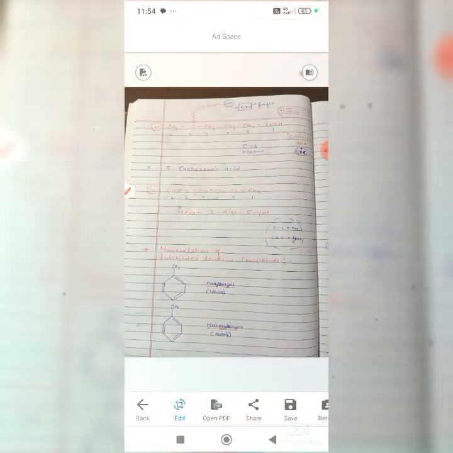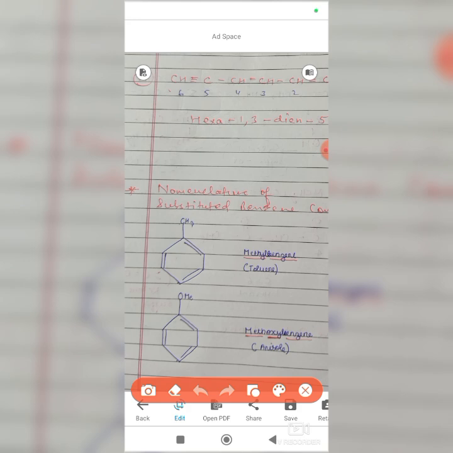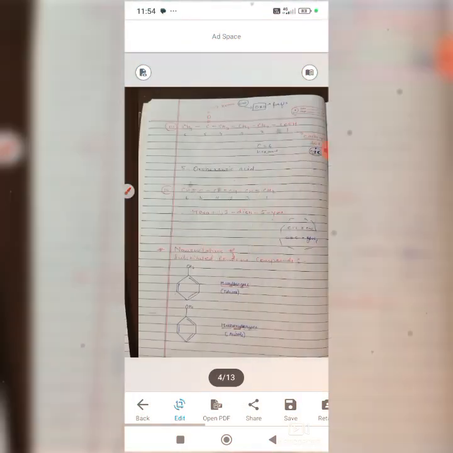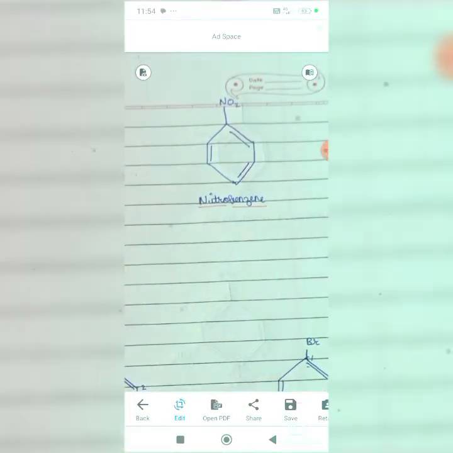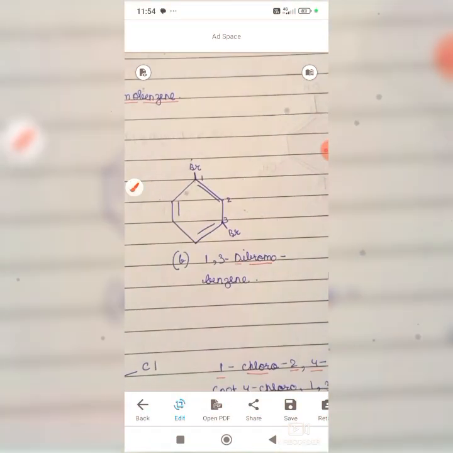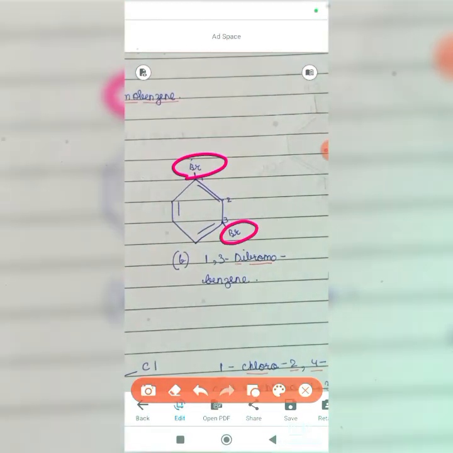Now we have substituted benzene compounds. See, methyl is added over there, and benzene C6H6, so methylbenzene. After that, methoxybenzene. NO2 is nitrobenzene. Bromo; these are the halogen groups. 1,3-dibromobenzene. Okay, an easy one.